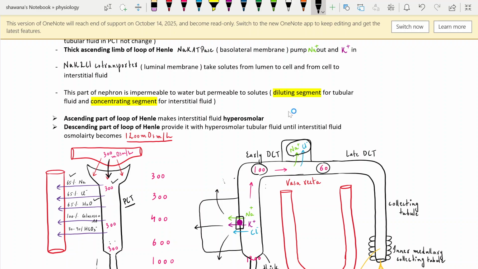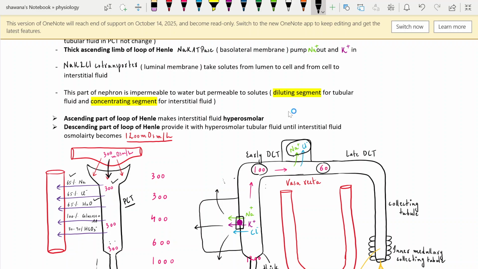So what would you expect at the end of the proximal convoluted tubule, does the osmolarity change? No. The osmolarity of the tubular fluid does not change because the reabsorption of ions along with water in the proximal convoluted tubule is isoosmolar. It does not change the osmolarity of the tubular fluid. But when the tubular fluid descends down the descending part of the loop of Henle, as you know, there is a cortico-papillary osmotic gradient. For example, here the osmolarity is 300 in the interstitium.